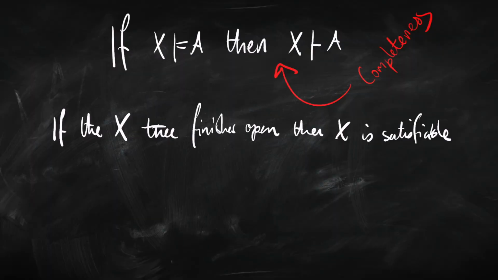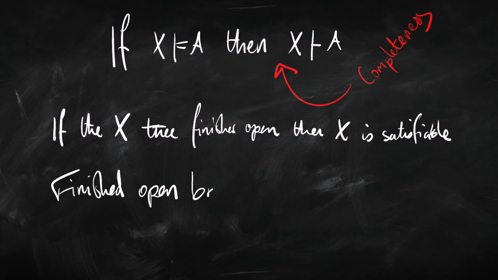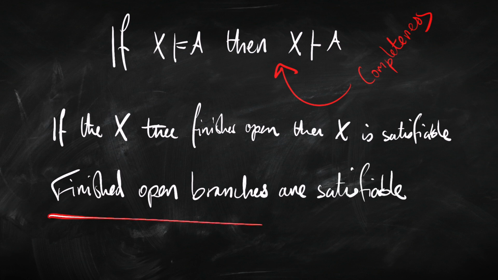How do we prove that? Well, think about what it takes for a tree to finish open. That basically means all the branches are finished, that is, we can't apply any more rules, and at least some of them are open. So what we're actually going to try to show directly is this. Finished open branches are satisfiable. Because if we can show that, then we have in effect shown this. If finished open branches are satisfiable and we've got a finished open tree, then it's got some finished open branches on it. And if they're satisfiable, then the sentences that we started with the tree are going to be satisfiable.